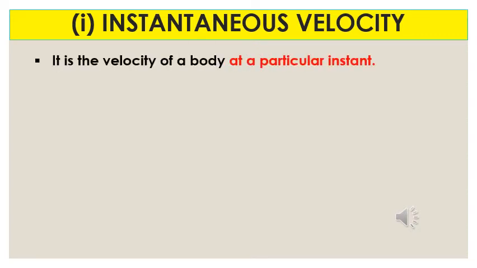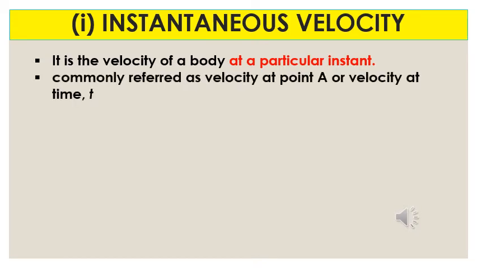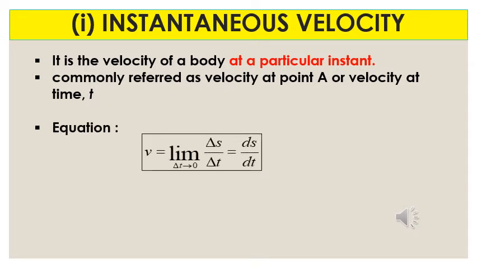Instantaneous velocity. Instantaneous velocity is the velocity of a body at a particular instant. It is also commonly referred to as velocity at point A or velocity at time t. Mathematically, instantaneous velocity is defined as the limit of delta s over delta t when delta t approaches 0. That is, when we consider a very short time interval such that delta s over delta t becomes ds over dt, which is the differentiation of displacement with time.